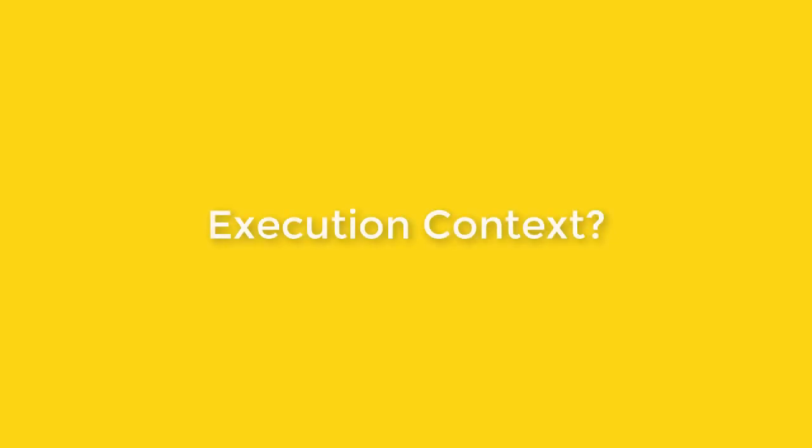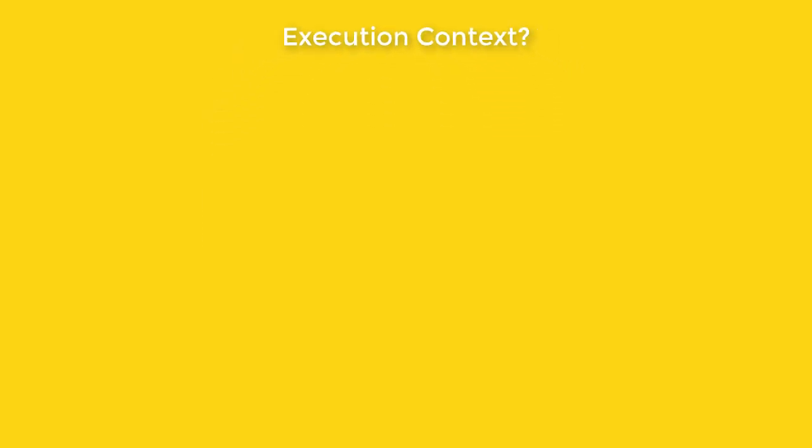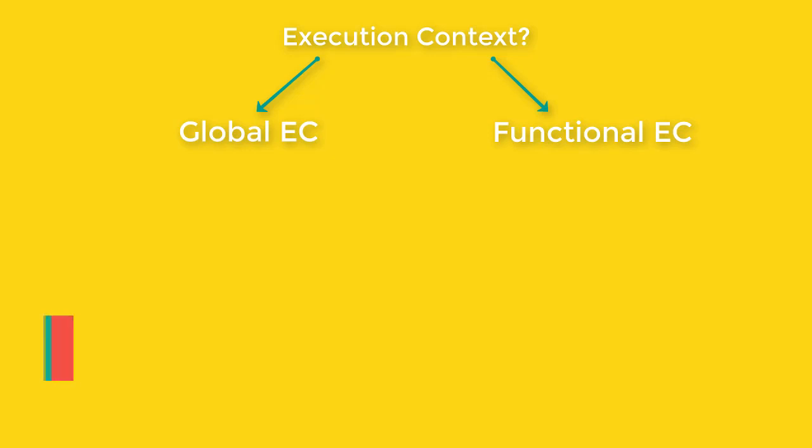First, what is an execution context? An execution context in JavaScript refers to an abstraction of the environment where a piece of code is being executed. There are two main types of execution contexts that can be created by the JavaScript engine: the global execution context and the functional execution context.